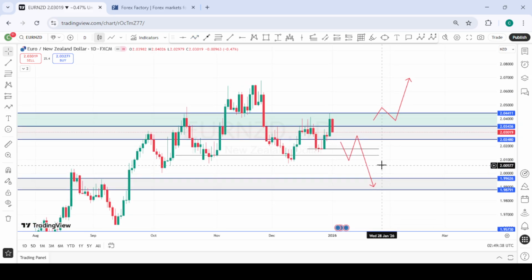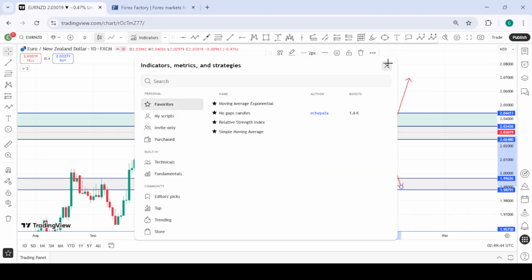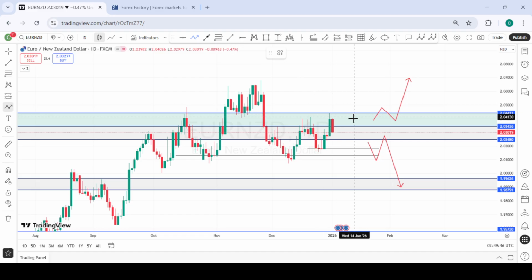So the other alternative is price can also pull back, hit this zone we have here, and then give us some bullish confirmations and continue to the upside. So we are going to wait patiently to see how price reacts within this zone, or wait patiently for price to clear this daily structure before we consider the bearish side of things for EURNZD.